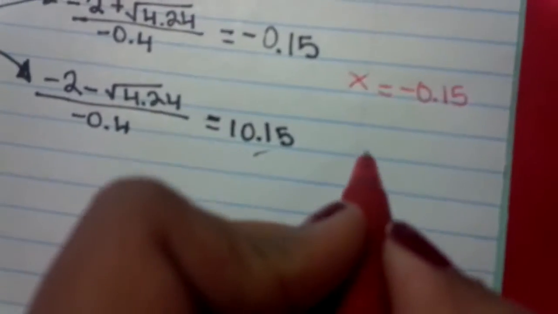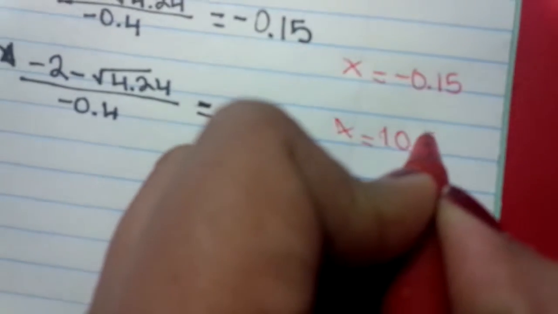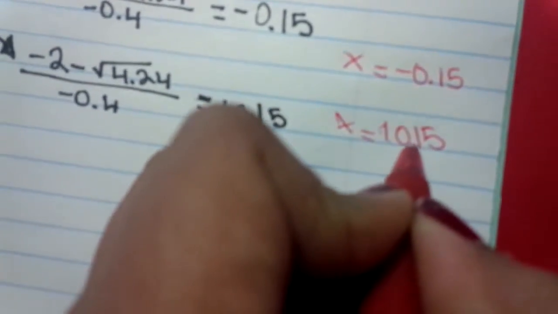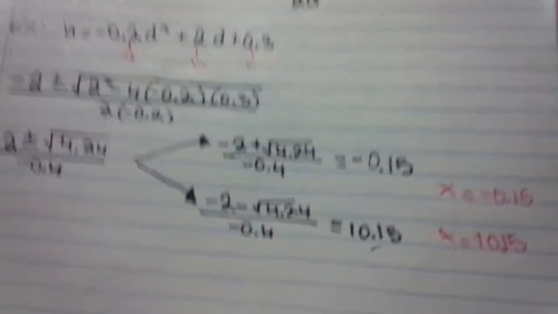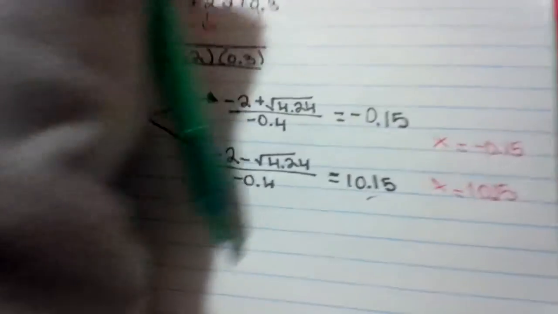So our zeros are x equals -0.15 and x equals 10.15. So now we have our zeros and we can start graphing it. But remember, we still have to find the optimal value and the AOS, which is axis of symmetry. So let's first start with the graph, and we're going to just label these points.